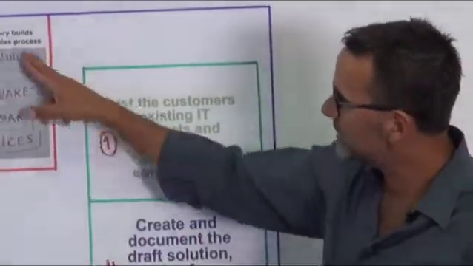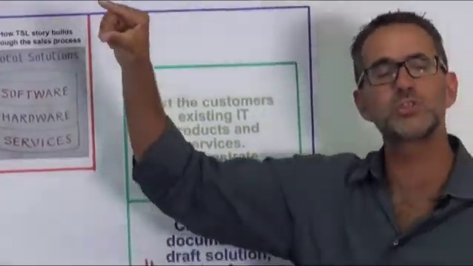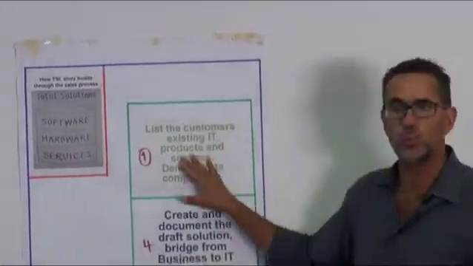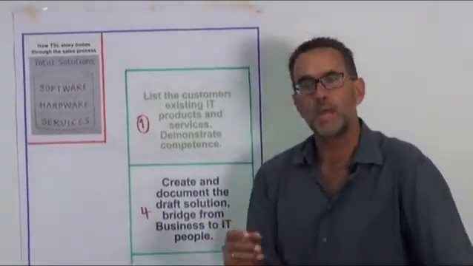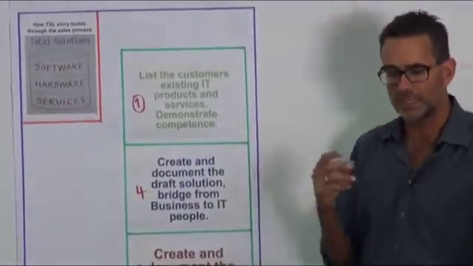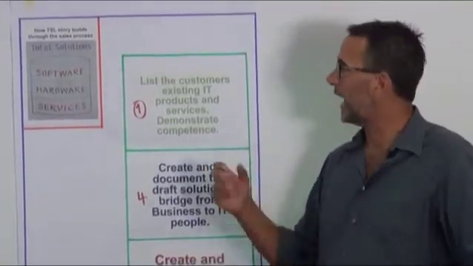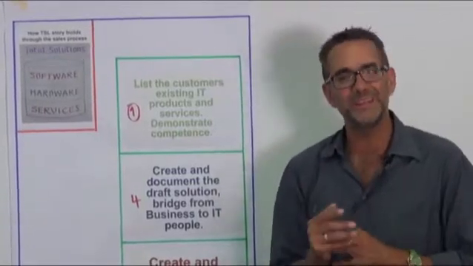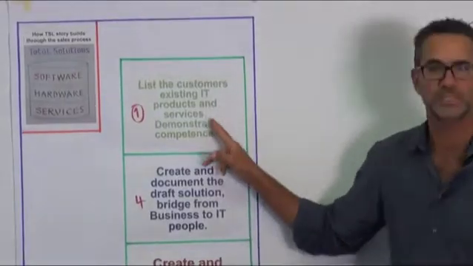So this concept builds a story that goes through the sales process. In stage 1, we use the concept to write a list, and the list is used to capture all of the elements of our product that the customer currently uses within their environment. Yeah? So list the customer's existing IT products and services.